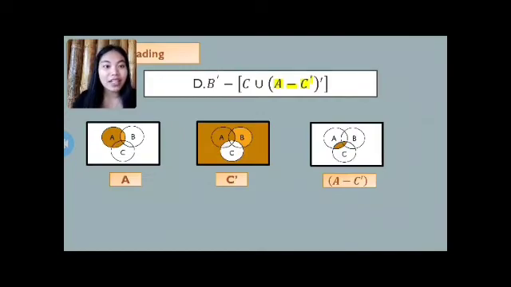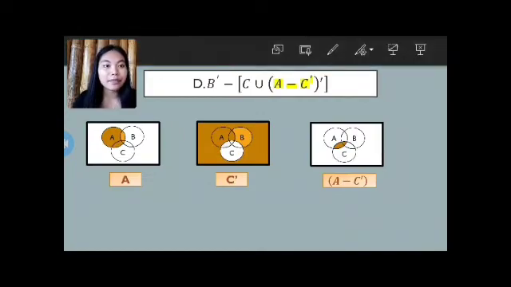So we have the set A. We just simply shade the region A, this one. And next, we have the C prime. It looks like this. We're gonna shade the universal set, excluding the C part, excluding this one.